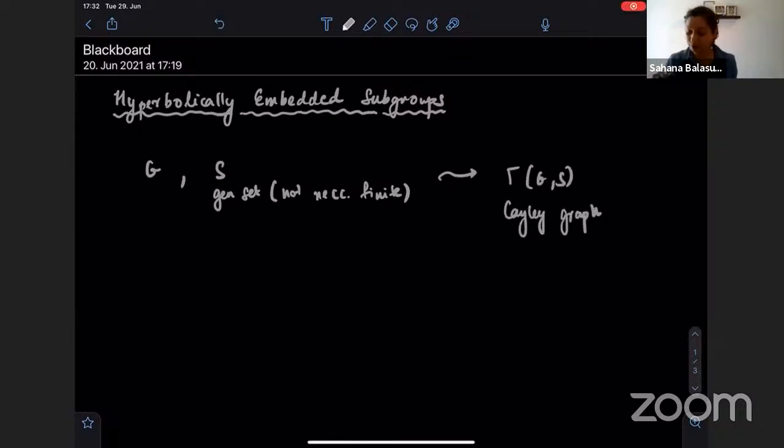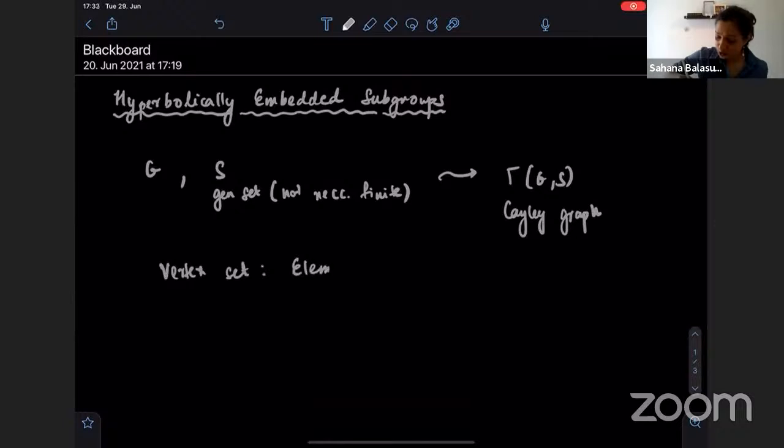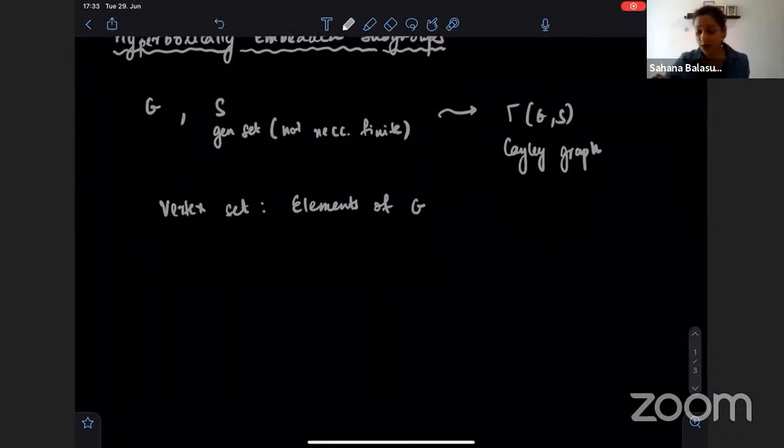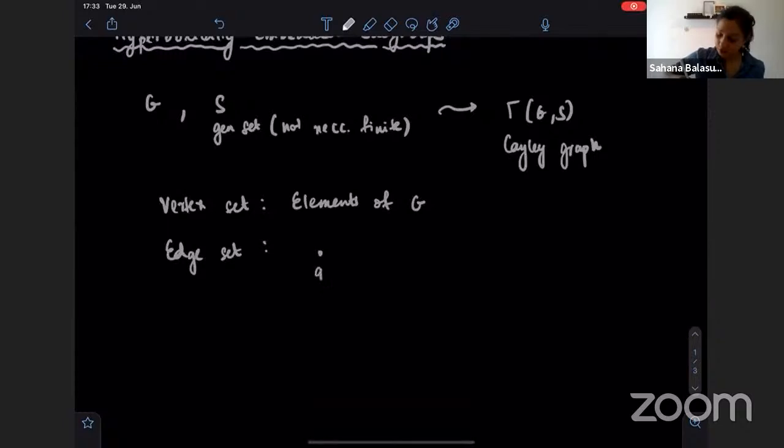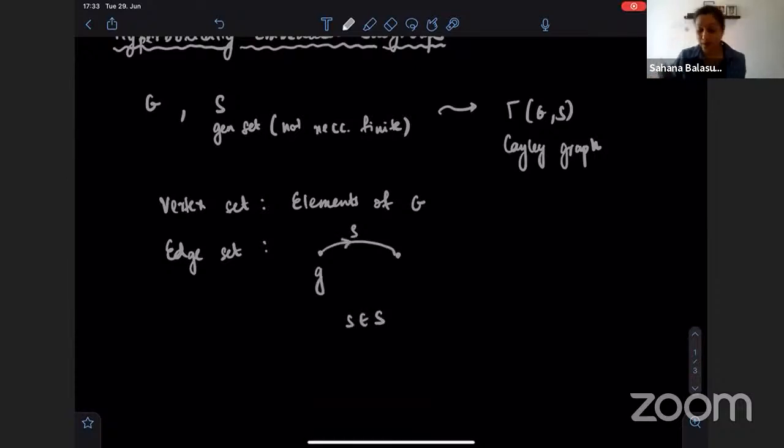And what is this graph? Well, it's a graph whose vertex set is the elements of G. And what is the edge set? Well, the edge set is given by the following rule. If you have g and you have an element s in your generating set, then the oriented edge which is labeled by s maps g to gs.